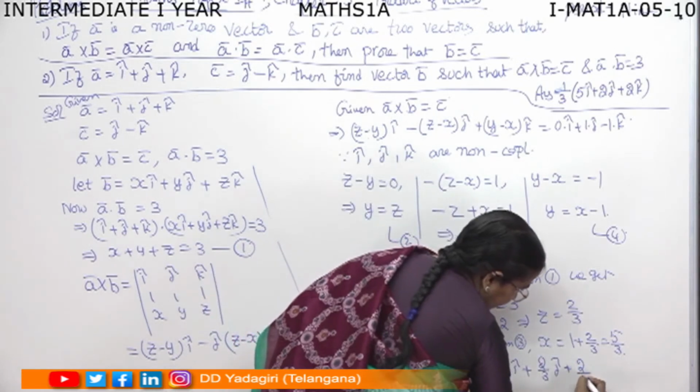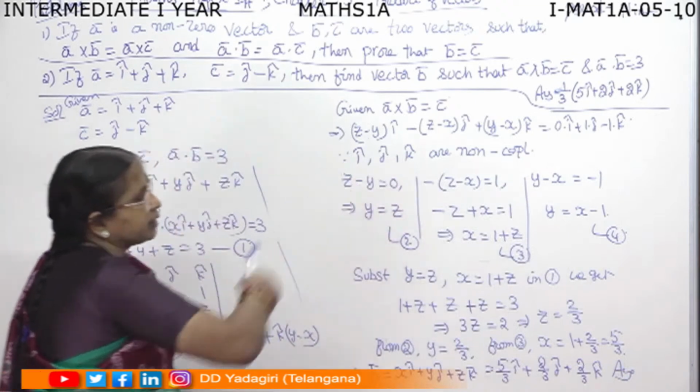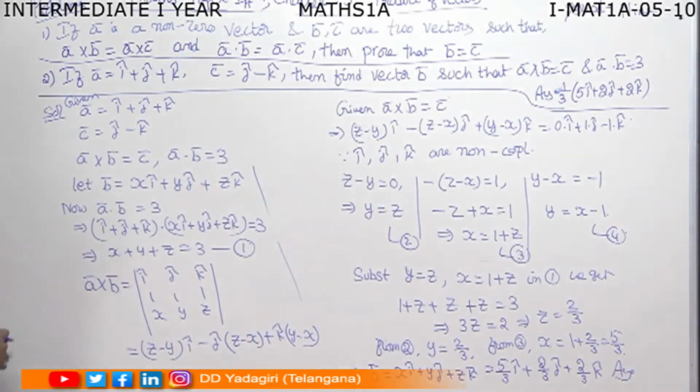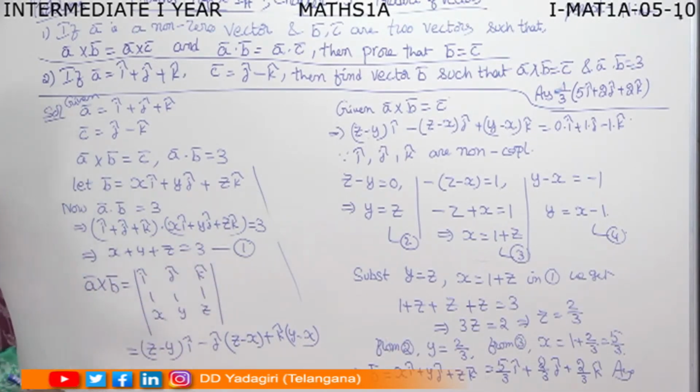So plus 2 by 3k. So this is your answer. You can take 1 by 3 common and write the answer in that form. So like this we do the problem. According to the conditions, we just simplified and substituted. That's all. So it is very simple. Now we'll continue with the next problem.